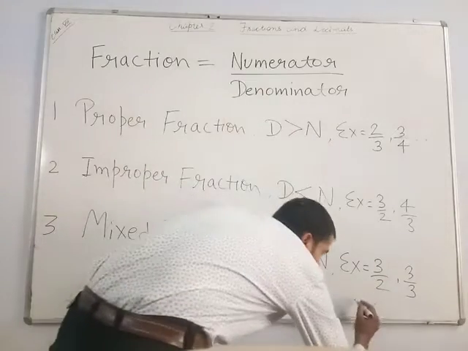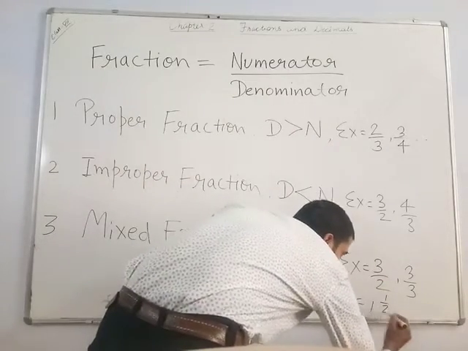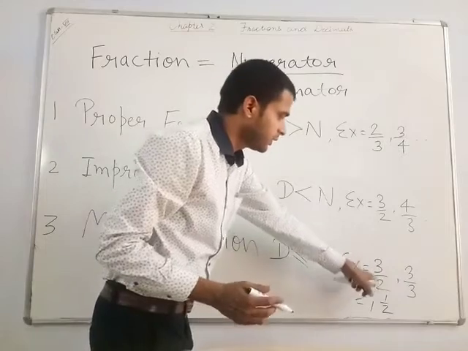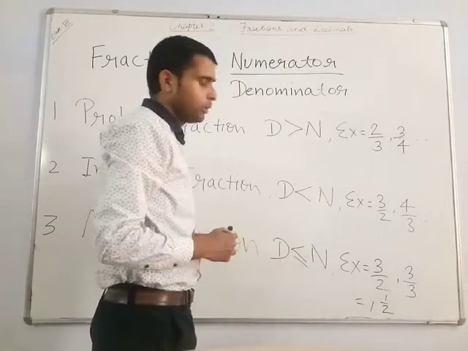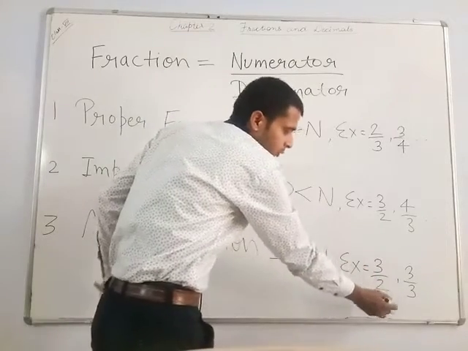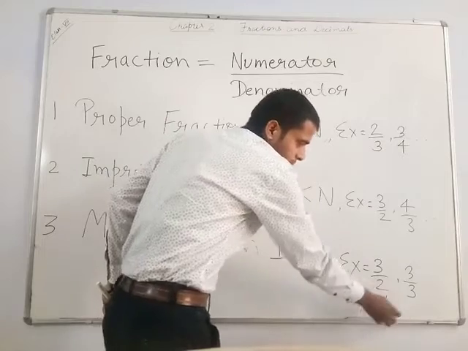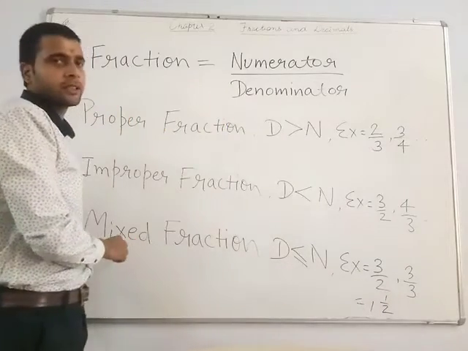So 3 upon 2 we can write as 1 and 1 upon 2. If we divide 3 by 2, the answer is 1 and 1 upon 2. So this 1 and 1 upon 2 is called a mixed fraction. Okay.